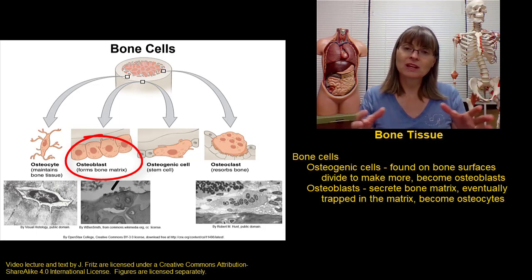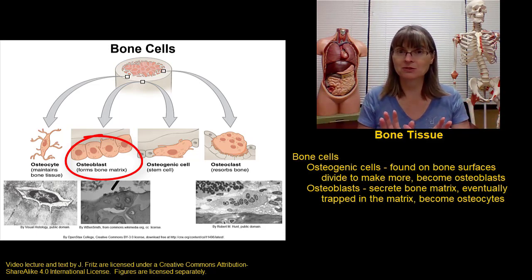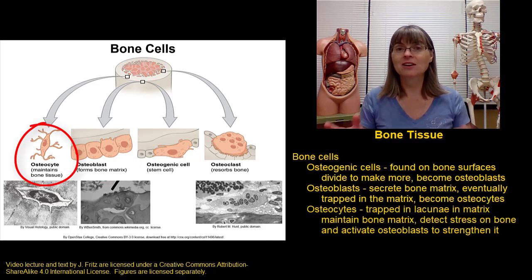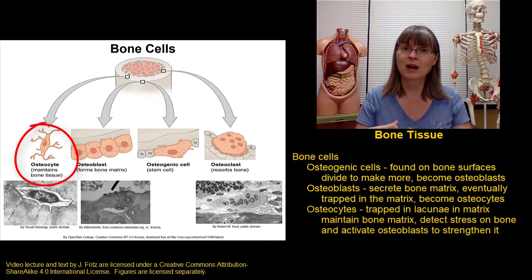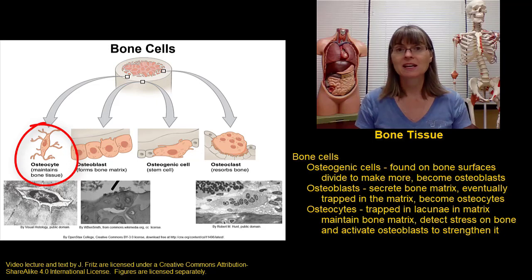As these cells are working and secreting the matrix, some of the cells become trapped in the layers of matrix, in the lamellae, and will mature into osteocytes. Osteocytes are osteoblasts which have become trapped in the bone matrix. The role of these trapped cells, the osteocytes, is to detect any stress to the bone matrix. And when there's stress in the bone matrix, they respond by activating osteoblasts.